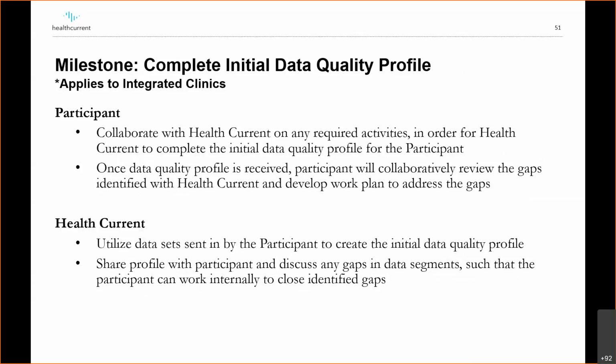So, complete initial data quality profile. The participant is to collaborate with Health Current on any required activities to complete that initial data quality profile. And then once that data quality profile is received, the participant will collaboratively review the gaps identified with Health Current and develop a work plan to address those gaps. Health Current's account manager will utilize those data sets to create that initial data quality profile, as well as share that profile with your organization and discuss any gaps in the data segments that you can address to work to close those identified gaps.